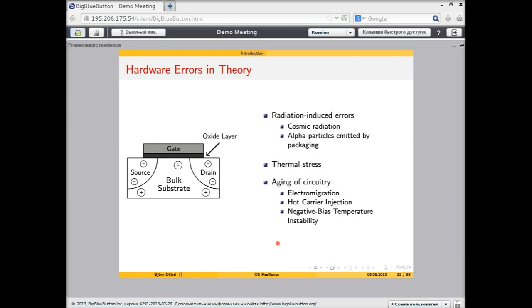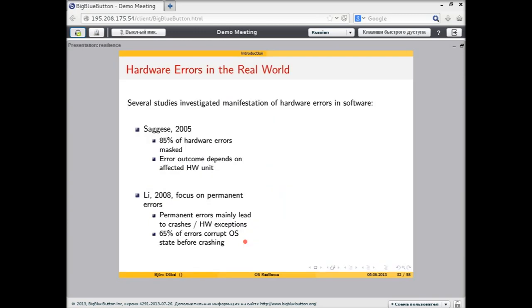And these effects, as I already told you, are amplified now that we are seeing smaller and smaller transistors. And this in turn leads to some studies that were conducted which try to figure out how often this happens in the real world and how these errors actually manifest at the software level. There's a study from 2005 where a guy called Sajizi tried to evaluate how hardware errors affect software by injecting them into an FPGA model of actual hardware.